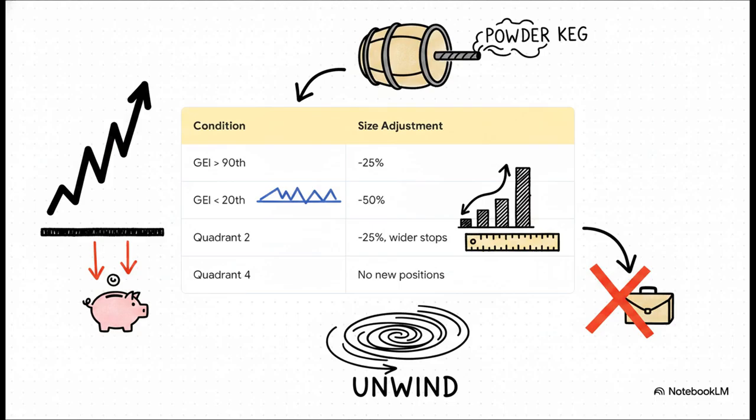If GEI is above the 90th percentile, you reduce your position size by 25%. The market is just too structurally fragile. If GEI drops below the 20th percentile, reduce your size by 50%, simply because engagement is too low. If you find yourself in a Quadrant 2 powder keg, you cut your size by 25% and you use wider stops. And if you're stuck in a Quadrant 4 great unwind, no new positions, period. You adjust based strictly on these gross market conditions, no exceptions.